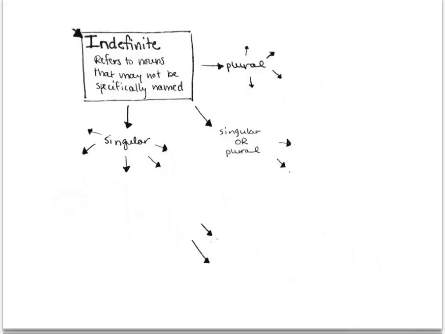Indefinite pronouns are also incredibly common, but you are probably not as familiar with thinking of these as pronouns. Indefinite pronouns refer to nouns that may not specifically be named. So while personal pronouns have direct antecedents, indefinite pronouns do not. They often refer to somebody or something that we can't imagine, we're not sure who it is, often groups of people. The plural forms are pretty simple.